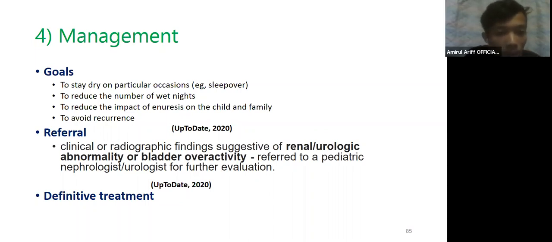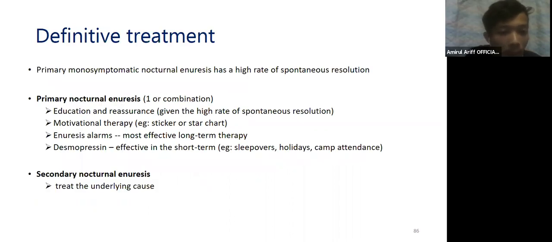For definitive treatment, this is an overview. The thing we need to know is that primary monosymptomatic nocturnal enuresis has a high rate of spontaneous resolution, so usually we do not need any medical intervention. But if we do need intervention, we can educate and reassure the parents given the high rate of spontaneous resolution. We can also do motivational therapy, which is behavioral modification, and the enuresis alarm, which is the most effective long-term therapy, and desmopressin, which is the drug. This is effective in short-term therapy.